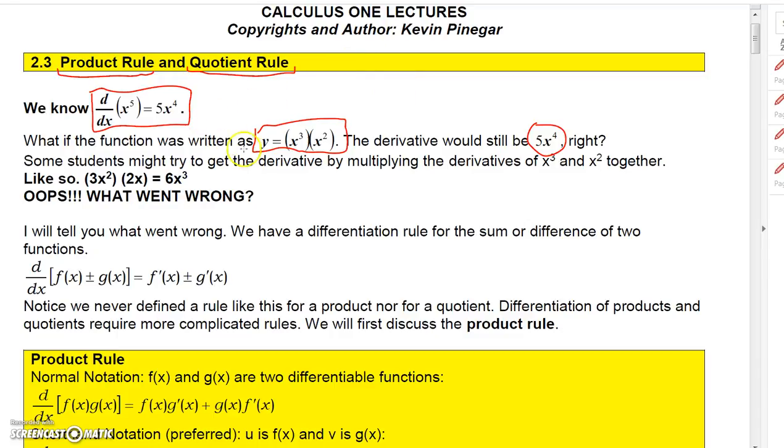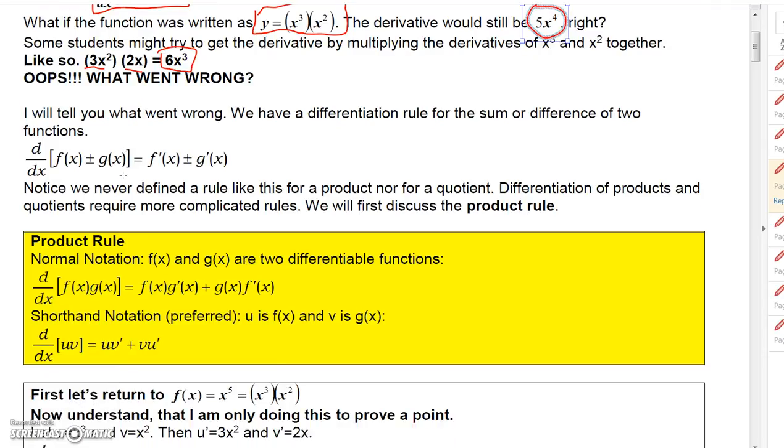Okay. Well, some students might think that to find the derivative of a product, they can just take the derivative of each factor and multiply them. But let me show you that that doesn't work. If you take the derivative of x cubed, you get 3x squared. And if you take the derivative of x squared, you get 2x. And if you multiply those together, you get 6x cubed. Well, we know that's not the derivative of x cubed times x squared because the derivative has to be 5x to the fourth. So here's what went wrong.